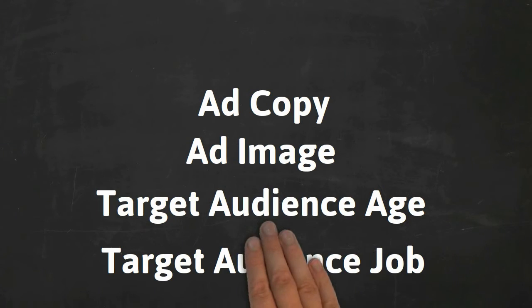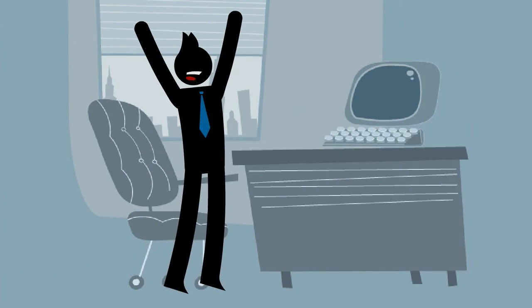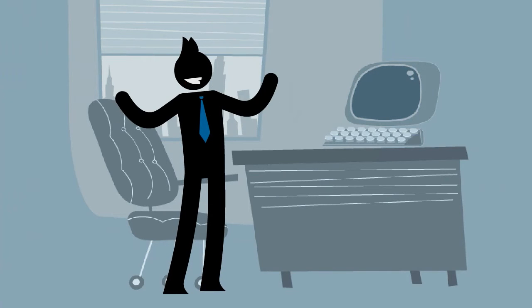Instead, choose 1 or 2 factors to split test at a time. Figure out which variants are the winners, then perhaps test another factor or 2 to continue optimizing your results.